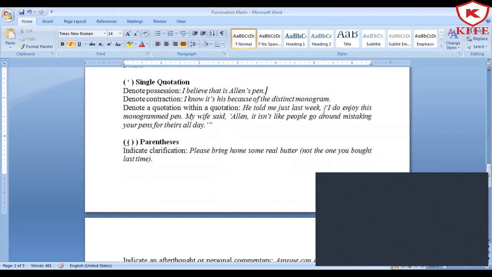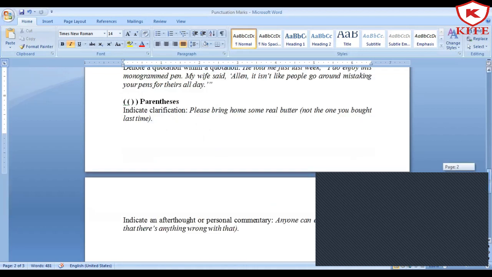Like for example, double inverted commas, I do enjoy this monogram pen. My wife said, 'Ellen, it isn't like people go around mistaking your pens for theirs all day.' And then you can see there is a single inverted comma, that is, the single quotation ends, and after that the double quotation ends. So you can see three quotation marks over here, but one is single and another is a double one, so eventually two. If you want to use a quotation within a quotation, the bigger, actual quotation should be the double quotation, and inside it should be a single quotation. I hope you have learned this thing today.